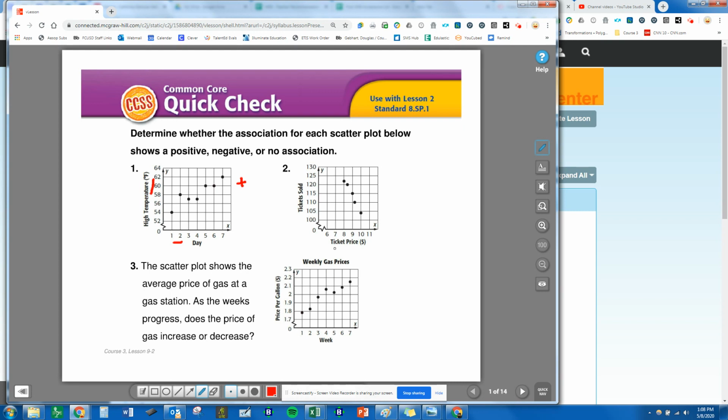Here, ticket prices. Positive, negative, or no association? I would say negative association, as the ticket price increases, the number of tickets sold goes down. So if you want to charge $10 a ticket, you actually end up selling maybe a few less. Last, weekly gas prices. Here's each week. And you should have said positive association. Okay, moving right on.